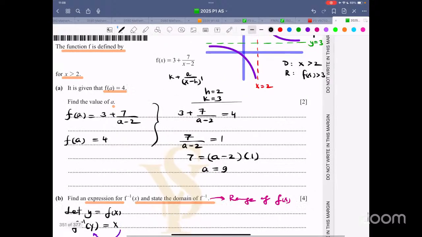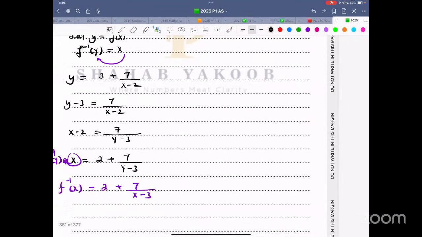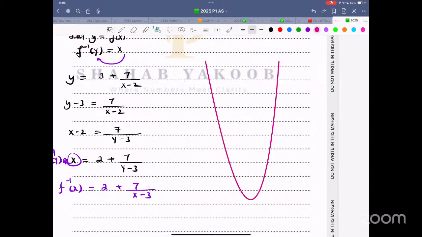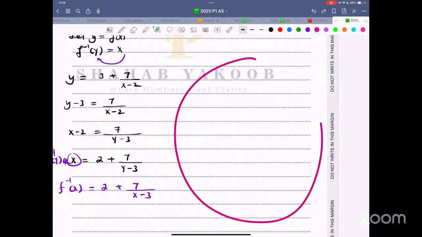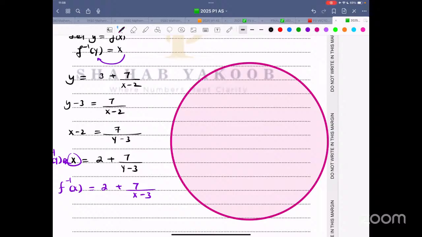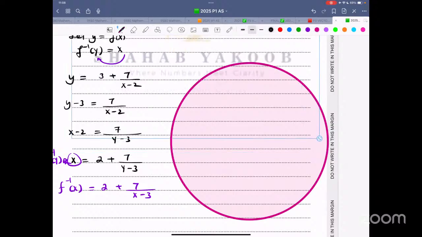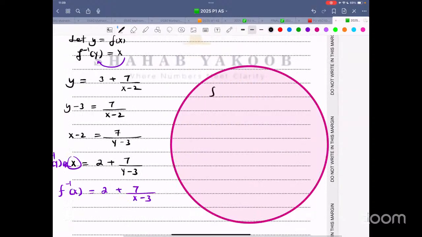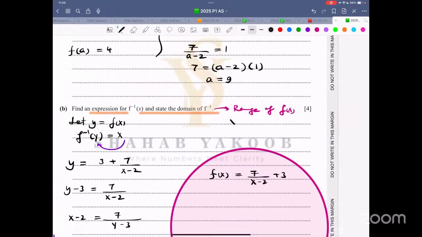So there is also another way. If you want to understand, let me tell you another way also. So the other way is this thing. f(x) is equal to 7 over x minus 2, plus 3. And one other thing, range of f(x), but we will write it as domain x is greater than 3. That is the answer. Range of f(x) is f(x) greater than 3.